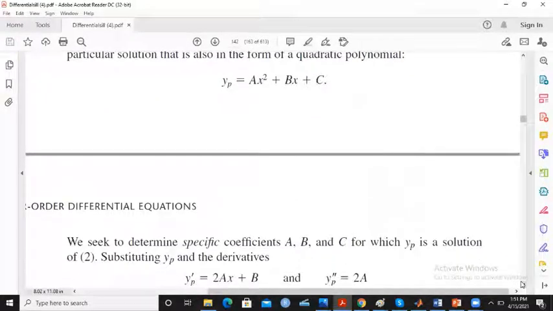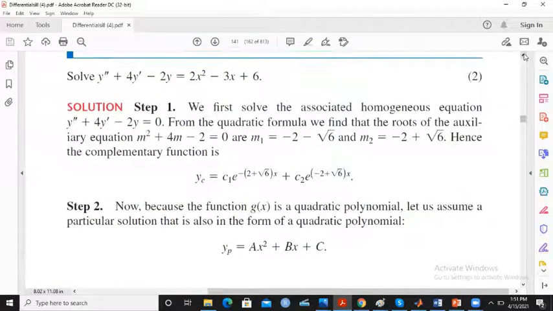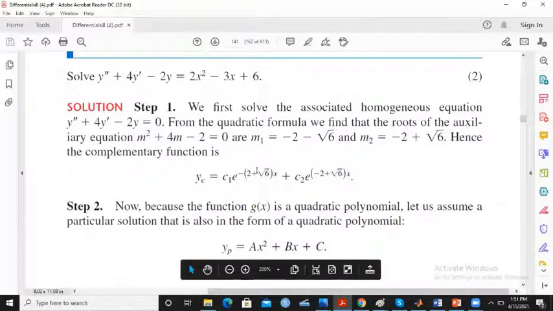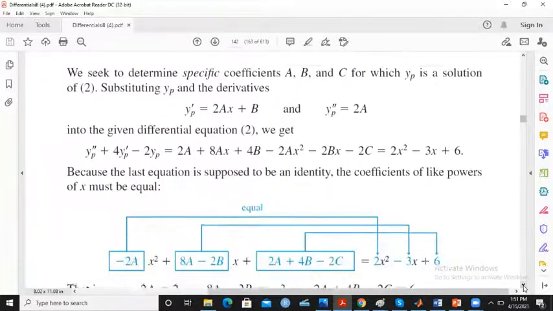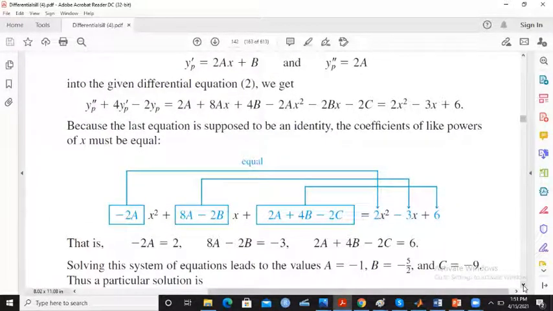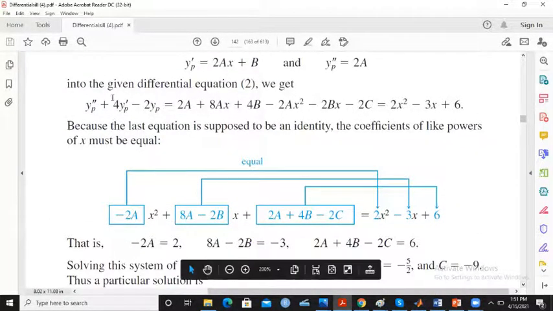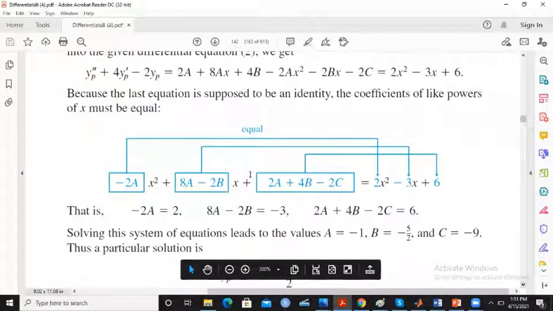For example, here yp is ax² + bx + c in example number 1, because you can see I have a polynomial on the right hand side, and yc is not similar to the polynomial on the right hand side. So what is the procedure? Find yp prime and yp double prime, substitute them in equation number 1, the given differential equation, and after the substitution, compare the like terms. This example is extremely helpful to understand the strategy.